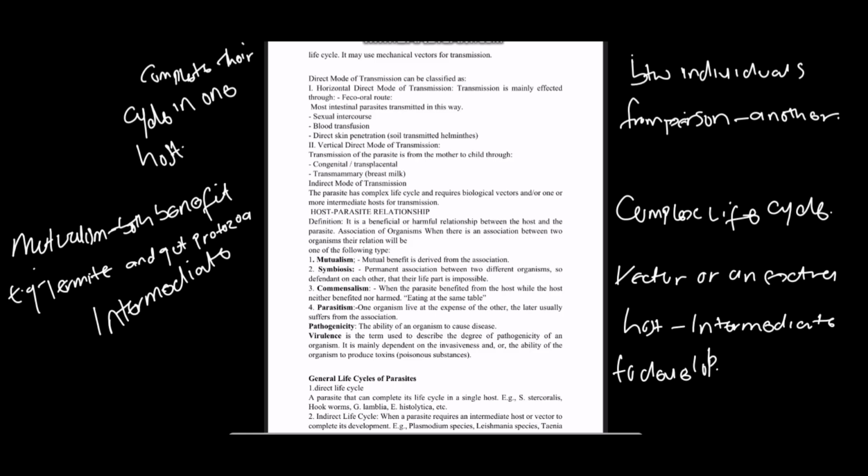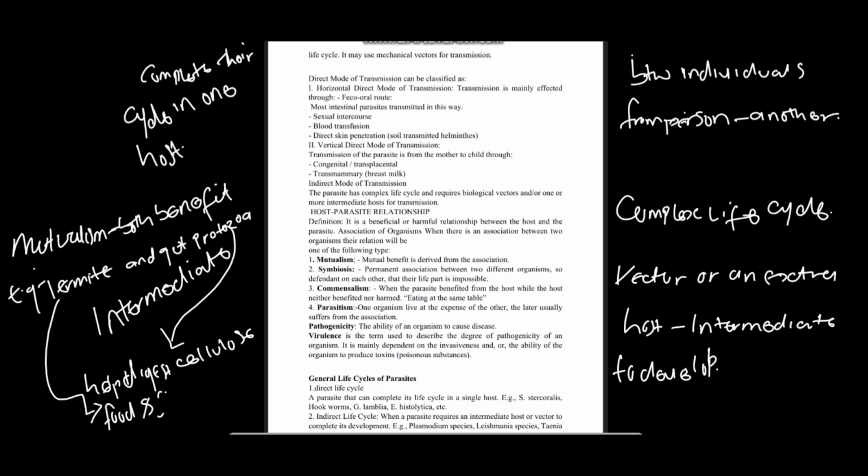The gut protozoa helps the termite to digest cellulose, and the termite in turn provides food and shelter for the protozoa, which is an example of a mutualism relationship between host and parasite.